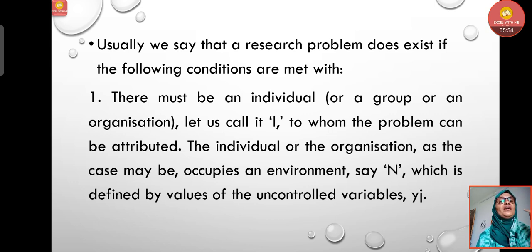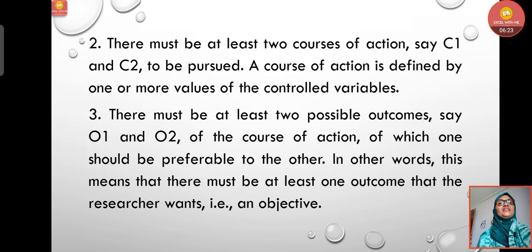So let's see, number one, there must be an individual, obviously, or a group or an organization. Let us call it I, to whom the problem can be attributed. The individual or the organization, as the case may be, occupies an environment, say N, which is defined by values of the uncontrolled variables like Y and J. So there must be an individual or a group or an organization.